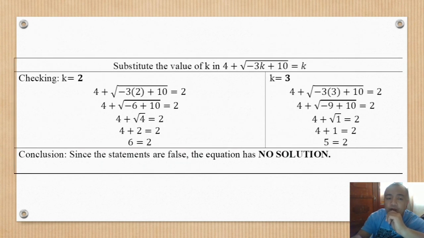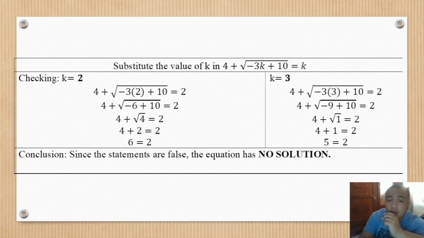So, for 2, let's substitute. Negative 3 times 2, negative 6 plus 10, 4. 4 plus 2, 6 equal... Wait, 6... Is 6 equal to 2? No, no. How about 3? Negative 9 plus 10, 1. 4 plus 1, 5. O nga no, wala. Since the statements are false, the equation has no solution.